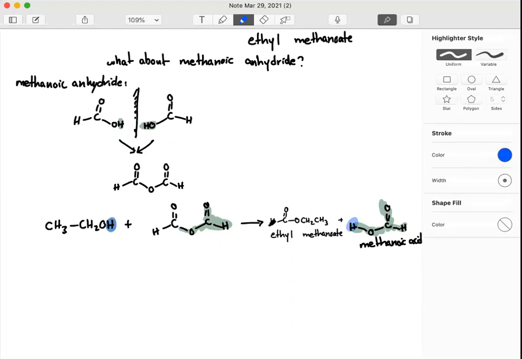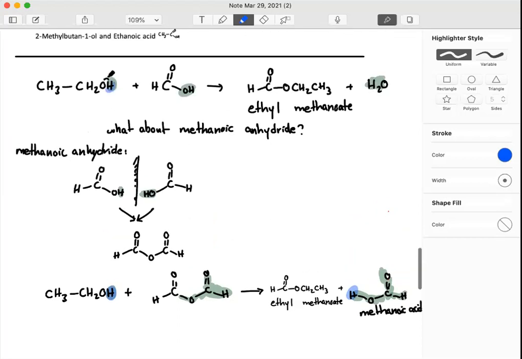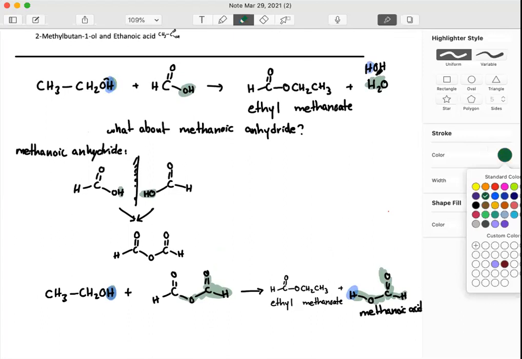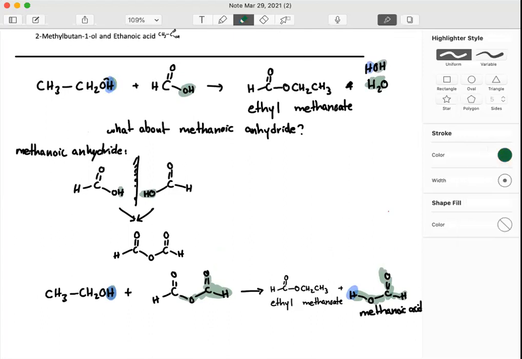Are we good? Just like here, we also had an H and an OH. The OH, you can write the water as HOH. So the OH came from the acid, and the H came from the alcohol. It's exactly the same idea. Can you see?